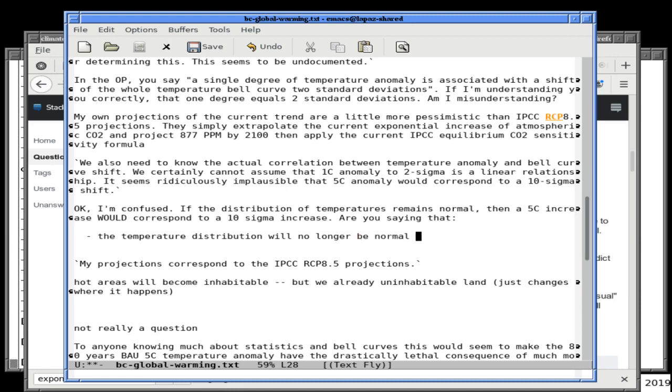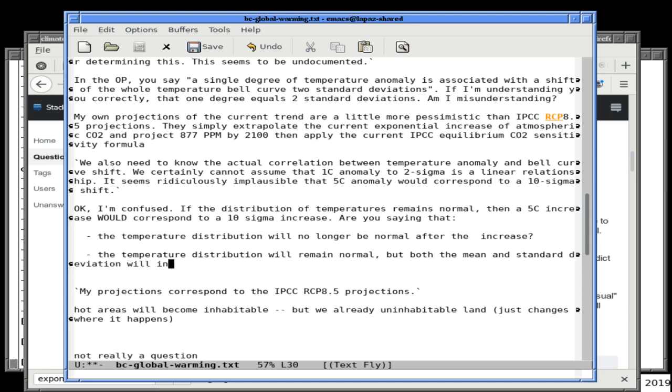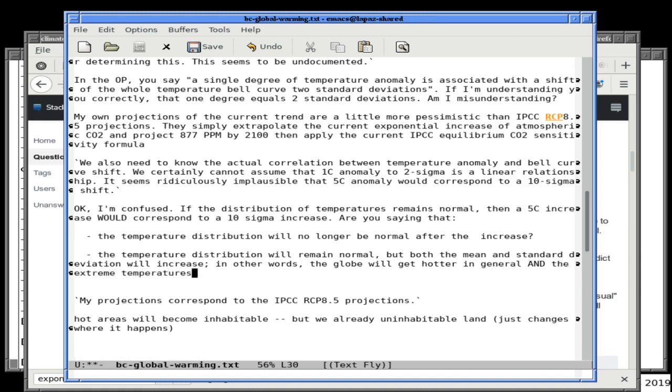A lot of things sort of converge to the normal distribution, but not everything. And the other thing you could be saying is the temperature distribution will remain normal, but both the mean and standard deviation will increase. In other words, the globe will get hotter in general, and the extreme temperatures will deviate even further from the mean. That would be what a higher standard deviation means.